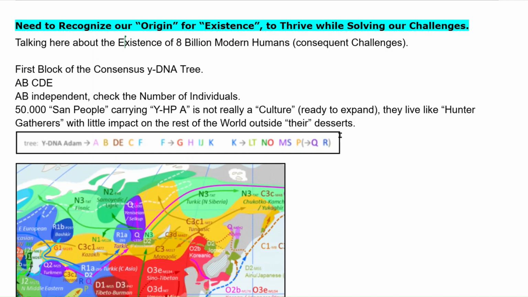all haplogroups. And in fact, R is the dominant actual haplogroup of us 8 billion modern humans that need to try and solve our challenges in order to go on existing.